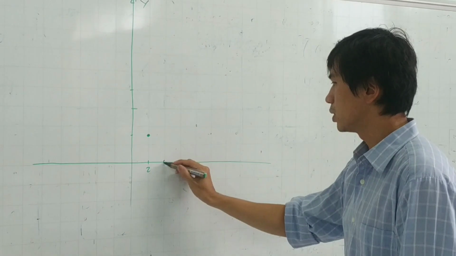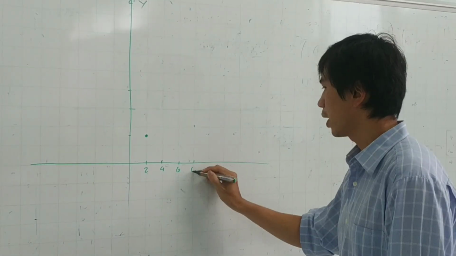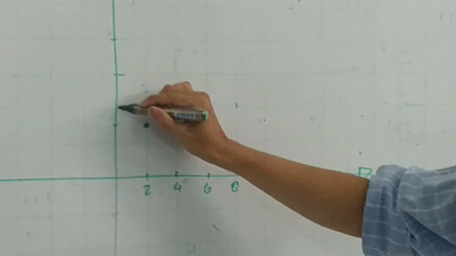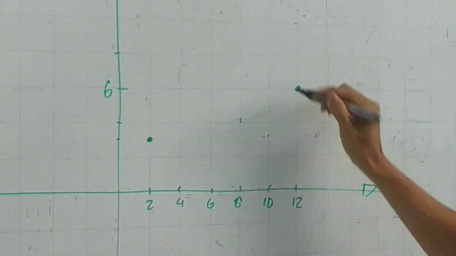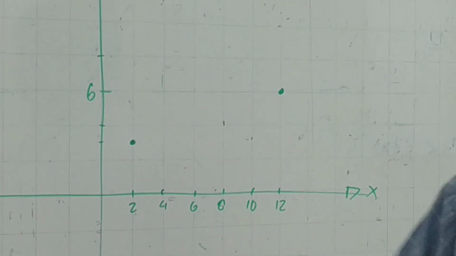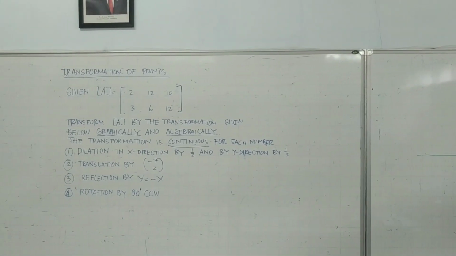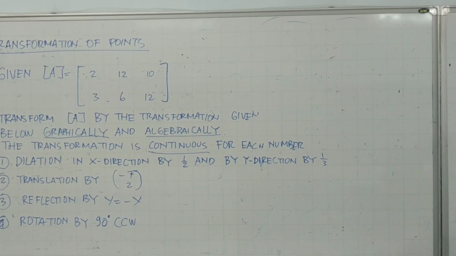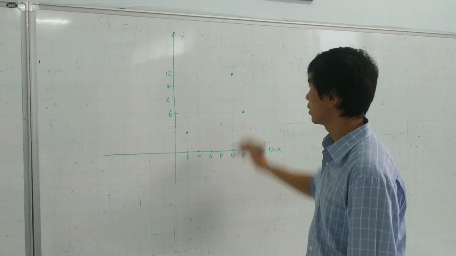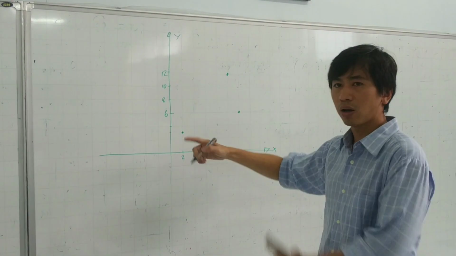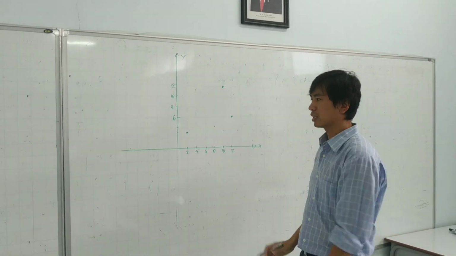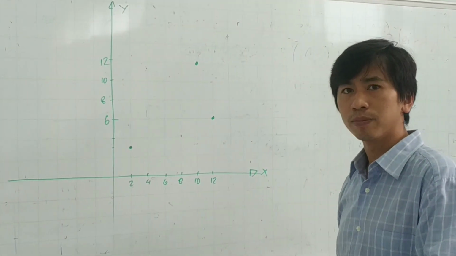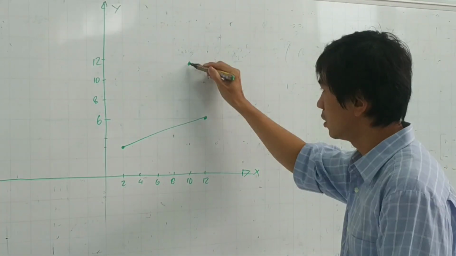Then (12, 6): this is 4, 6, 8, 10, 12, so (12, 6) is over here. This is the second point. And then you have (10, 12), which is over here. You can connect all of these, or you can just leave it as dots, but I prefer to connect them so you know what shape it is. So you have a triangle over here.